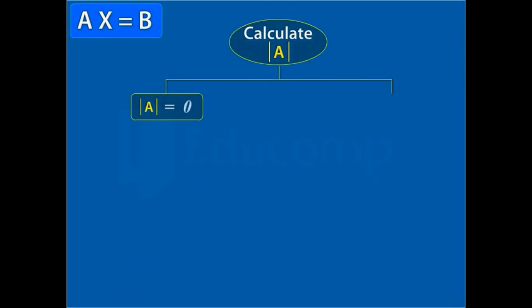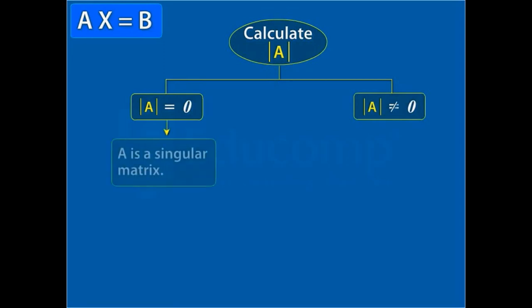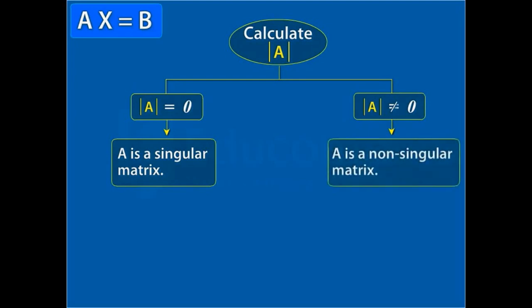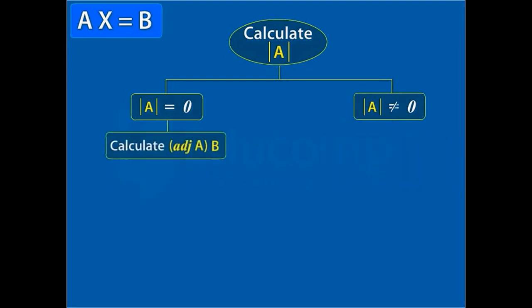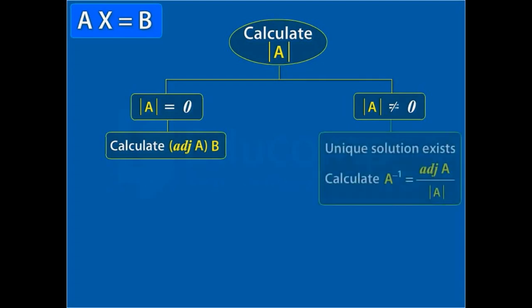Let us find the value of determinant A. If the value of determinant A is 0, this implies that A is a singular matrix. If the value of determinant A is not 0, this implies that A is a non-singular matrix. Next, we calculate the adjoint A, and the inverse of A as adjoint A by determinant A.